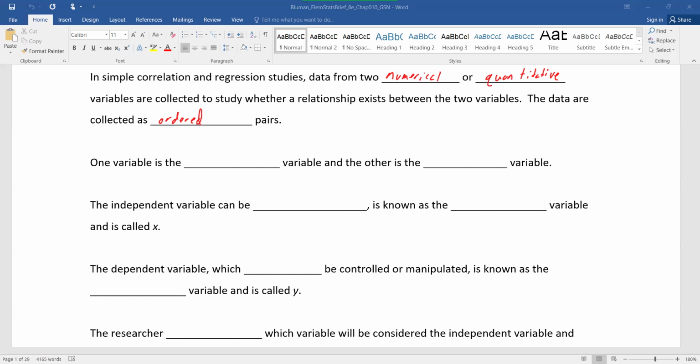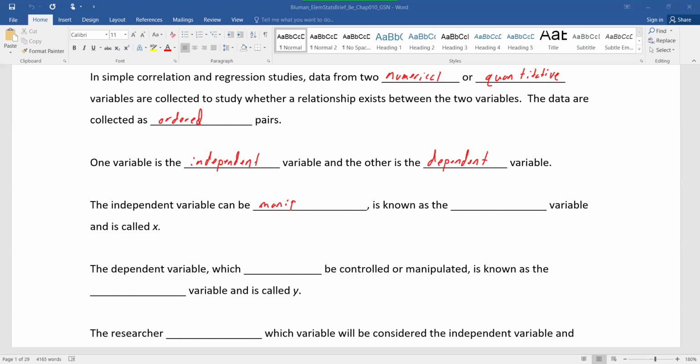One variable, just like in algebra, is typically the independent variable, and the other is the dependent variable. So if your argument is that your blood pressure depends on your age, then your age is independent and your blood pressure is dependent. There's always one that depends on another to determine if there is a relationship there. The independent variable can be manipulated.